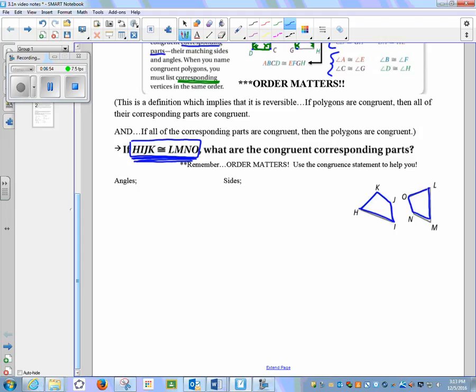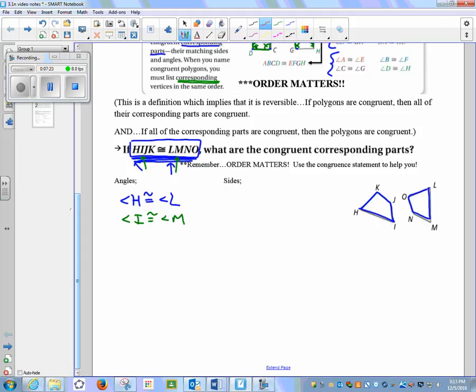So I know just by looking at this statement that H is in the first position and L is in the first position. So I know that angle H must be congruent to angle L. And keep going. I is in the second position, M is in the second position. So angle I is congruent to angle M, etc. You could keep going with those angles. I want you to finish that on your own.